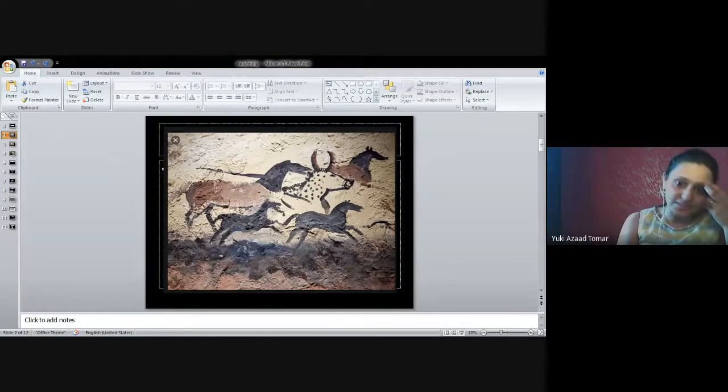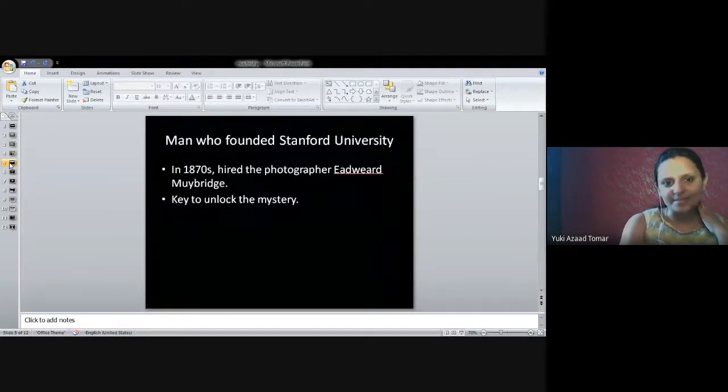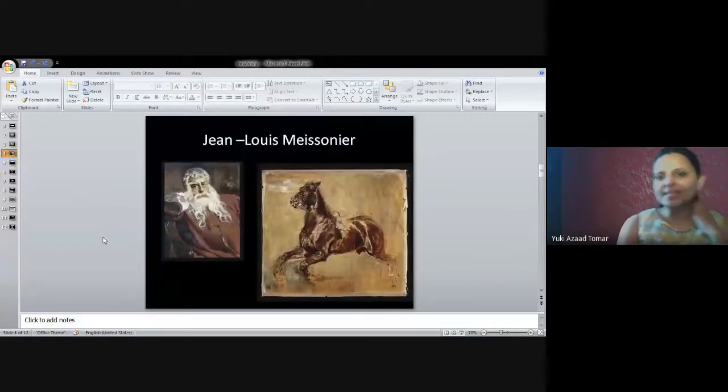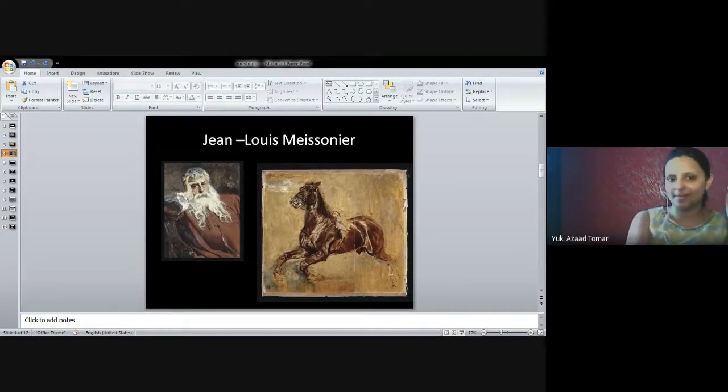There was a very famous painter. This is another painting of a horse. There was a very famous painter called Jean Louis Maisonneuve. I don't know whether I'm pronouncing it correctly. If somebody knows French, that person can correct me. He was a French painter, primarily known for paintings of horses. But even he couldn't seem to understand how to draw an animal in motion. Even he was confused, and he tried for a very, very long time.